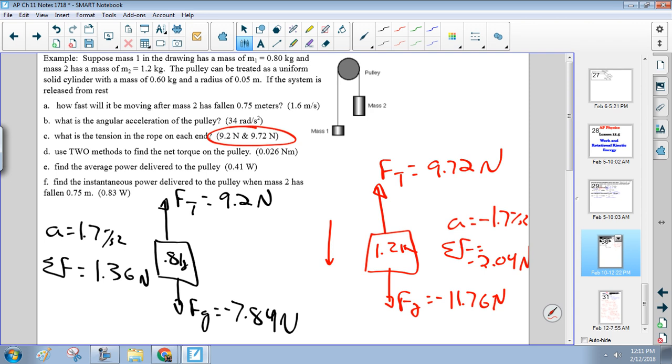All right, now D wants us to use two different methods to find the net torque on the pulley. All right, so here's what we're going to do.